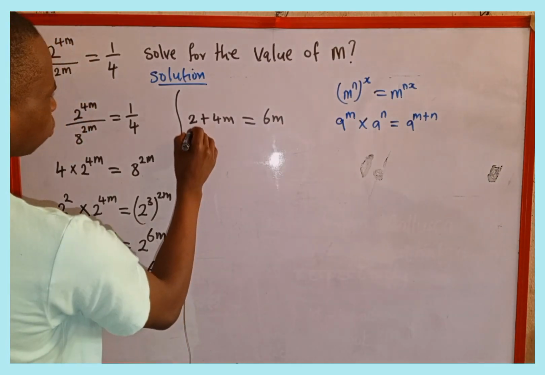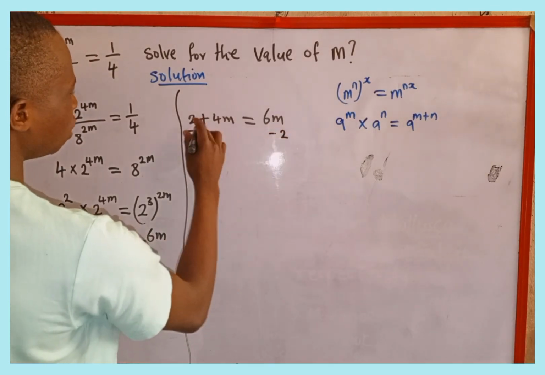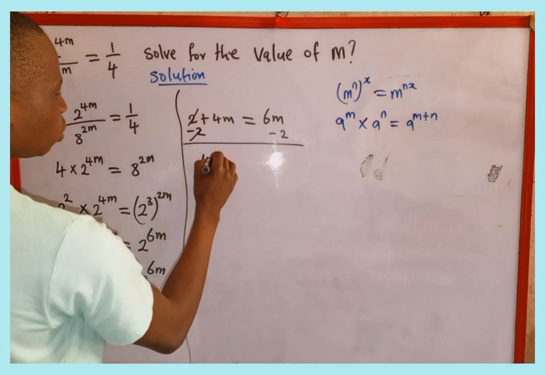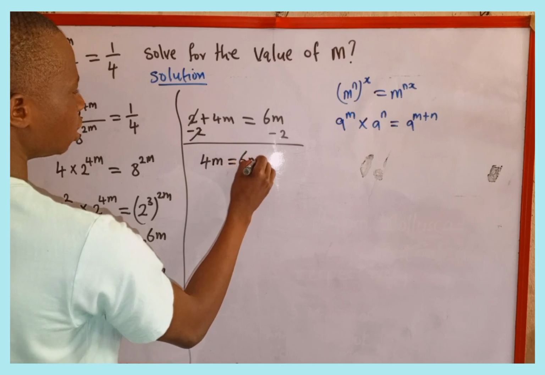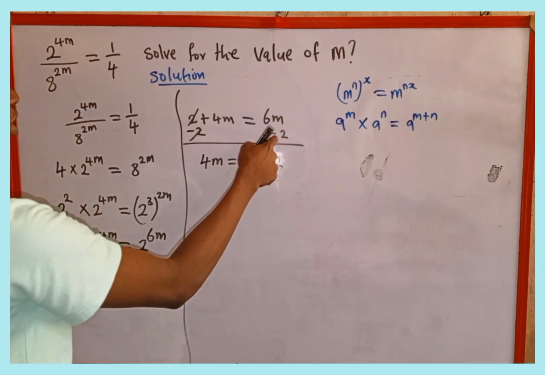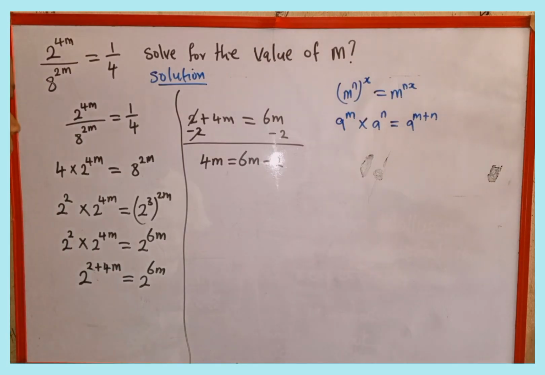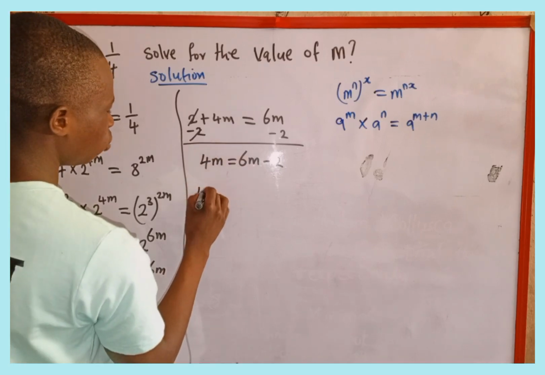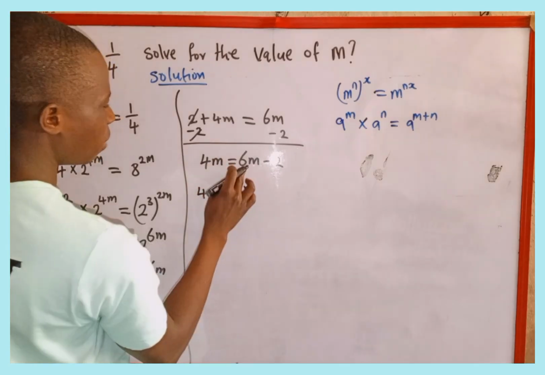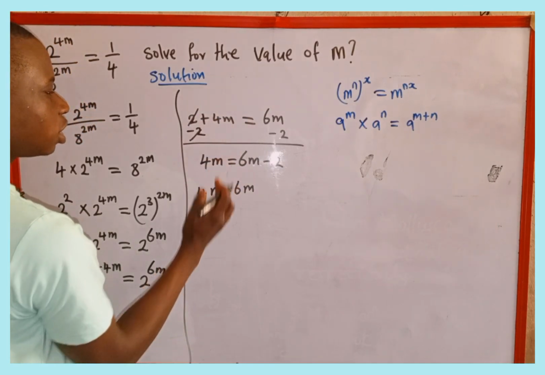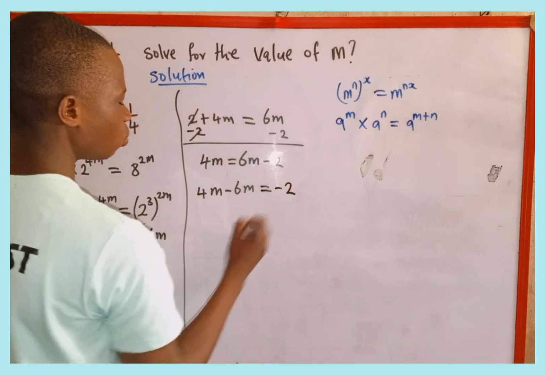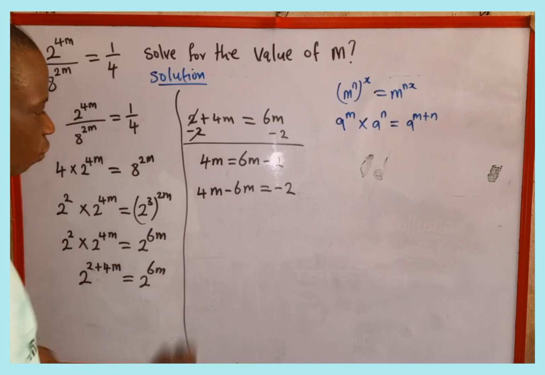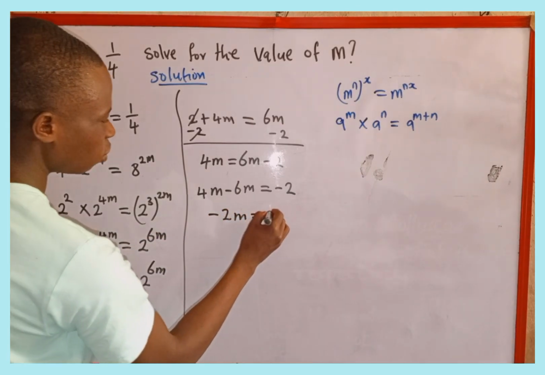Now, we can subtract 2 from both sides so that we can eliminate this 2. Positive 2 minus 2 cancels, and we are left with only 4m, which is equal to 6m minus 2. The next thing we are going to do is take this 6m to the other side of the equation. It will become 4m minus 6m. Remember, this is positive; when it crosses the equality sign, it changes to negative 6m, which is equal to negative 2. And 4m minus 6m gives us minus 2m, which is equal to minus 2.